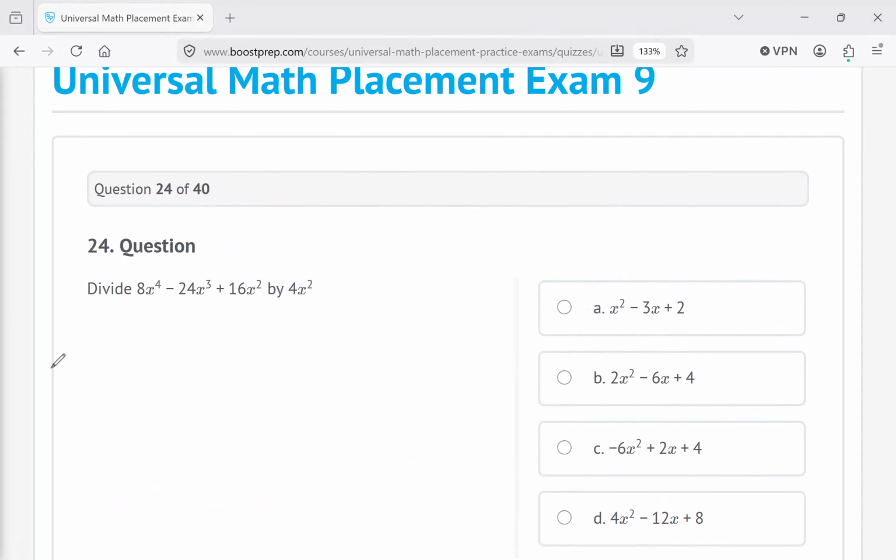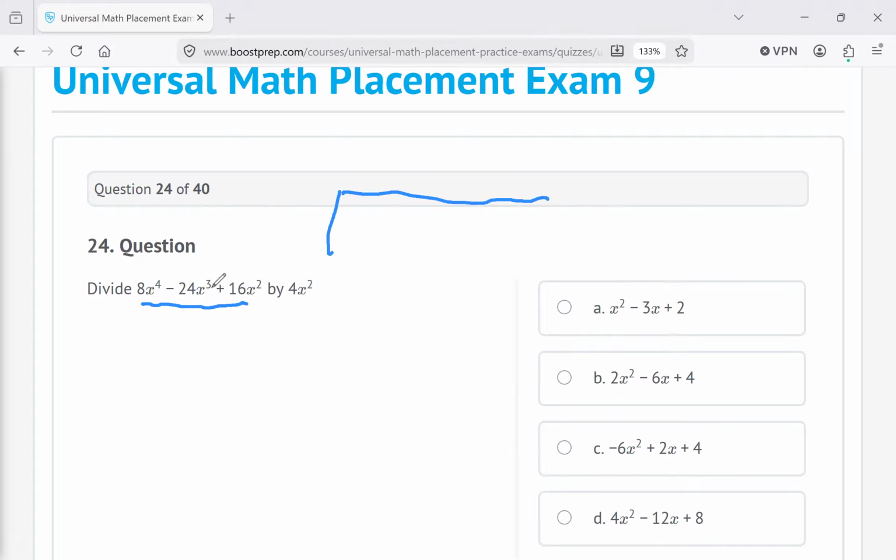24, divide 8x to the fourth minus 24x cubed plus 16x squared by 4x squared. So you cannot do synthetic because 4x squared is not, yeah, you cannot do synthetic. So I'm going to do that box thing. That's the only thing we can do. I mean, long division. So just make sure this is in order.